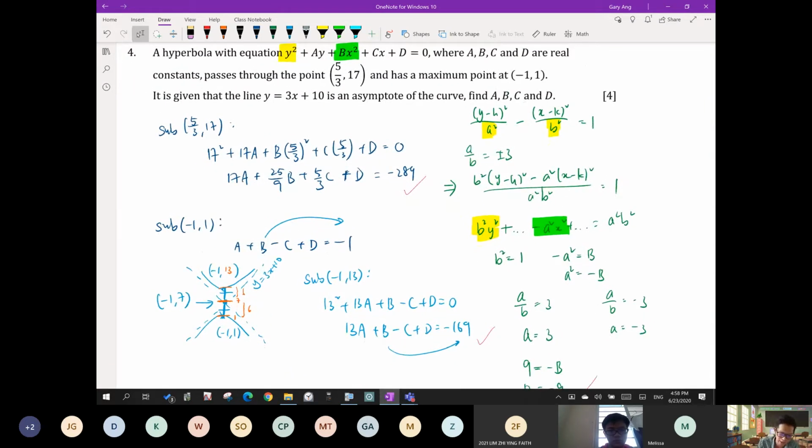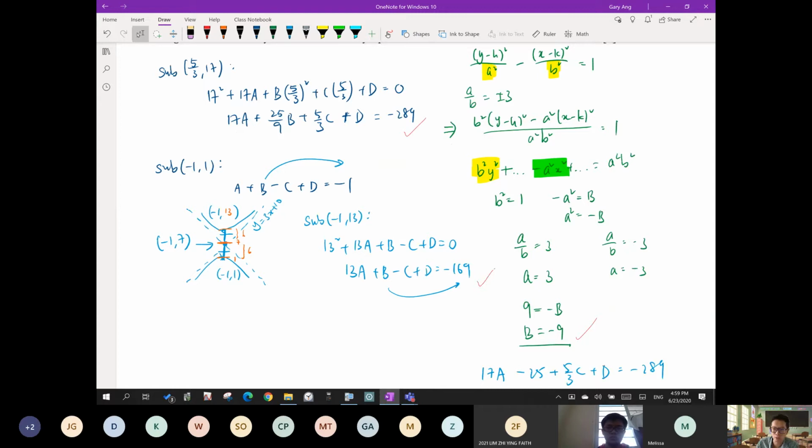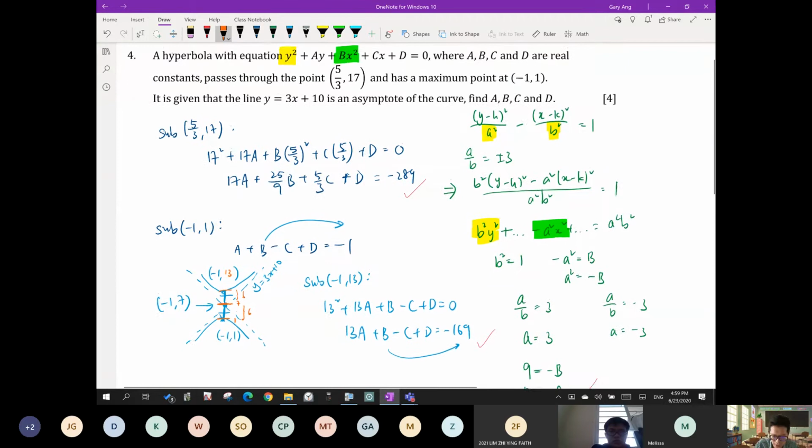Okay, so the light blue color part is something unique. All right, the green color part is something to do with the hyperbola equation as well. So there's actually another way you can get another equation, that is called implicit differentiation, because we all know that it has a maximum point at this, which means that you can differentiate, and you get 0 when you substitute in x equal to minus 1, y equal to 1.